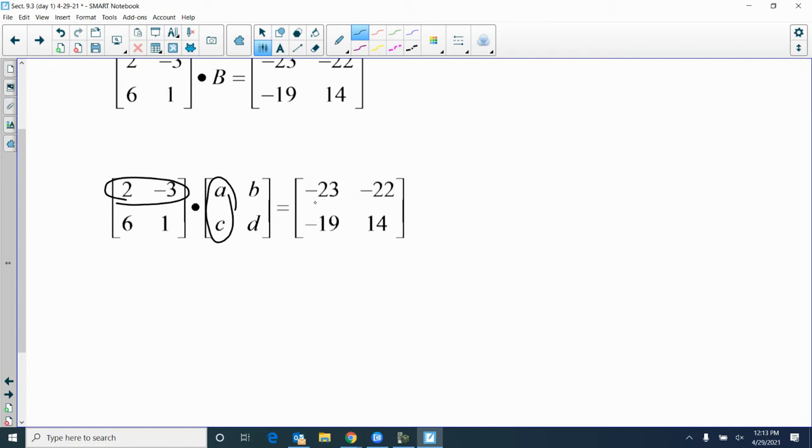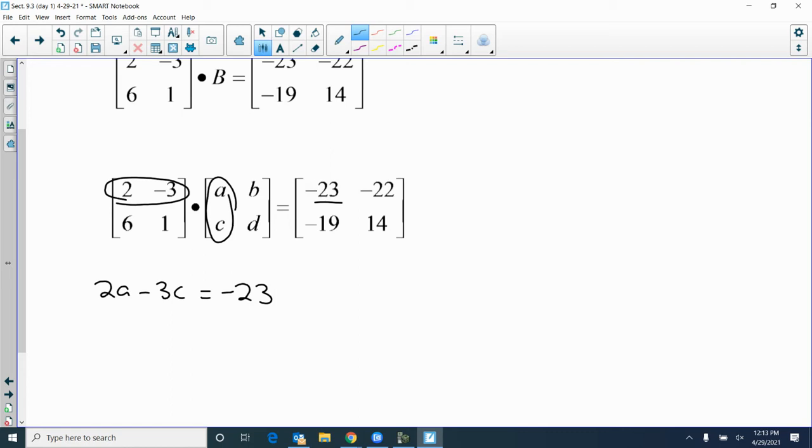It's got to equal -23. It's got to equal that. So that's going to be 2a minus 3c has to equal -23. Well, you can't solve it from there. You don't have enough. So go ahead and list, what do all four cases look like?